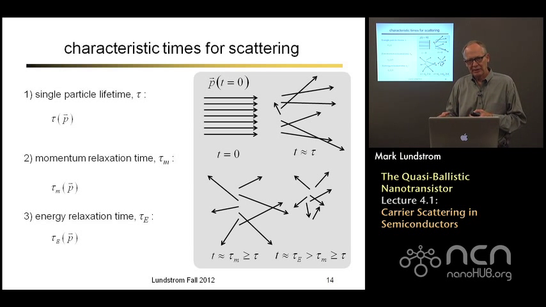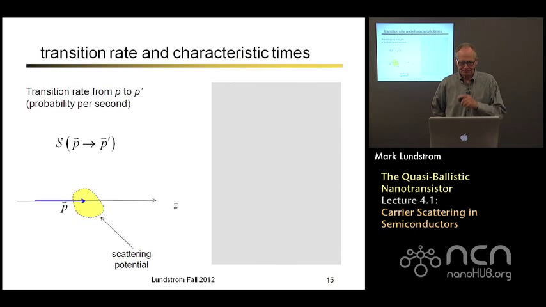The electrons will come into equilibrium with the lattice. We call that the energy relaxation time. And you can sort of see that the energy relaxation time should be even greater because it takes longer to shed that excess kinetic energy.